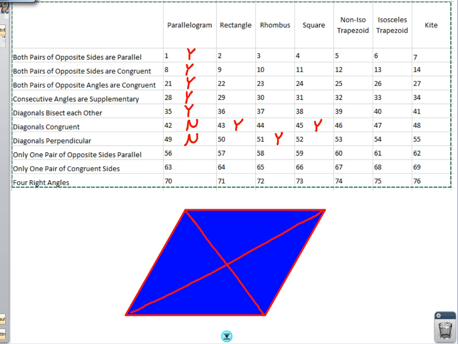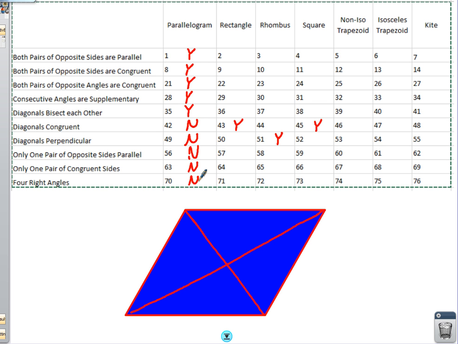Sabrina here, yeah. Sabrina, let's go back here. In a parallelogram, only one pair of opposite sides are parallel. Well, we've already taken care of that. Sabrina, what do you think? Is only one pair parallel? No. It's two pairs. Only one pair of congruent sides? No. Do we have four right angles? No.